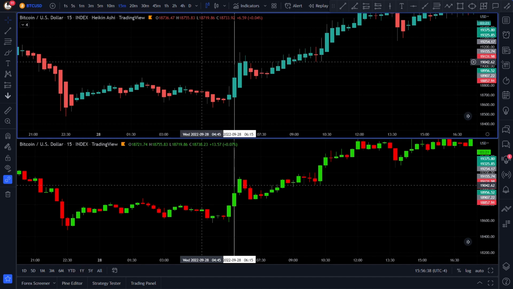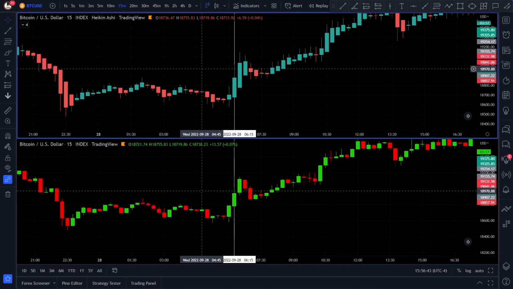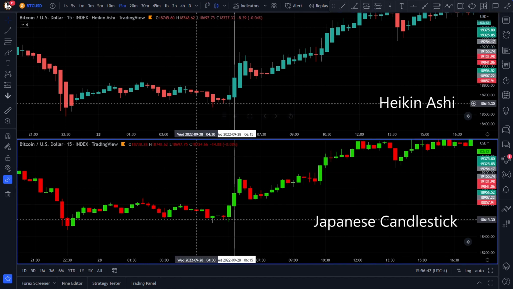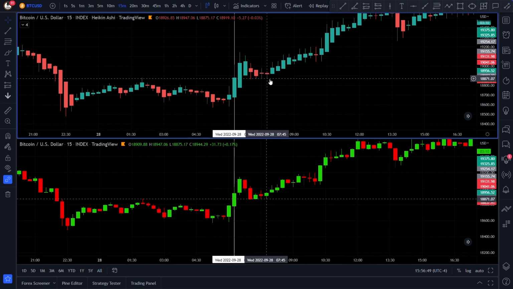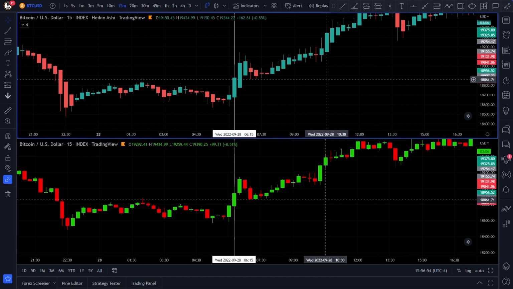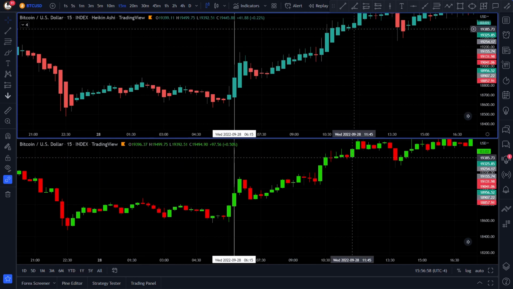To explain it, let's put a Heikin-Ashi and a normal Japanese candlestick chart next to each other. On the top we have the Heikin-Ashi and on the bottom the Japanese candlestick chart. I positioned this chart in a way that the candles on the top and the bottom were printed in the same hour. At first you can't notice much difference, except that the Heikin-Ashi moves smoother.